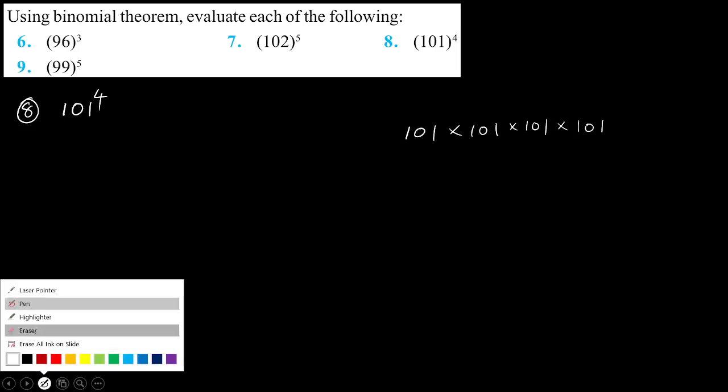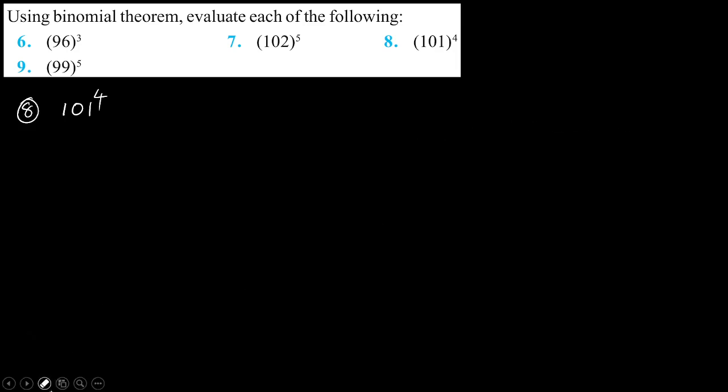The question is, using binomial theorem, evaluate the following. Let me start with question number 8. Let me begin with the easy question. I have to find 101 raised to 4 using binomial theorem. If you evaluate the value by multiplying like this, you will not get even half mark. You will not get any mark. The question is, evaluate the value using binomial theorem. Okay, so binomial theorem expansion is to be used.